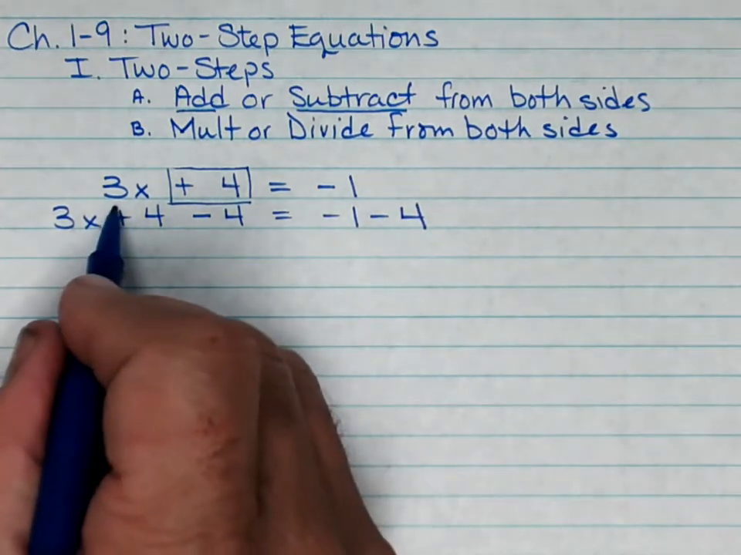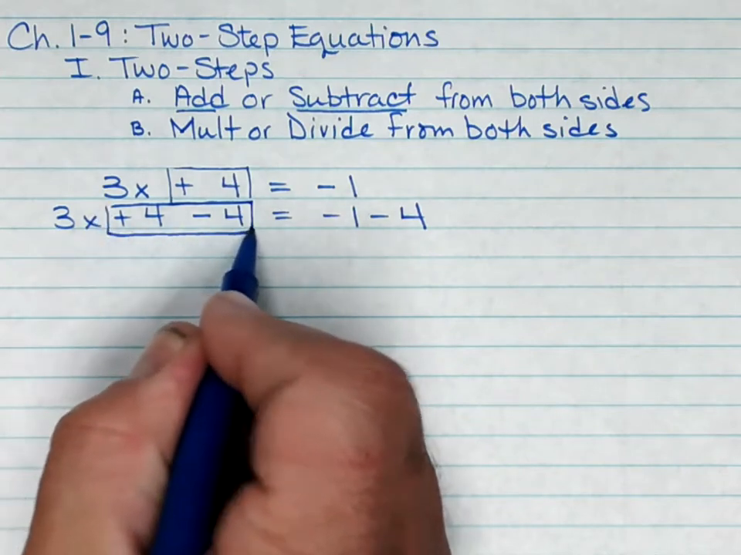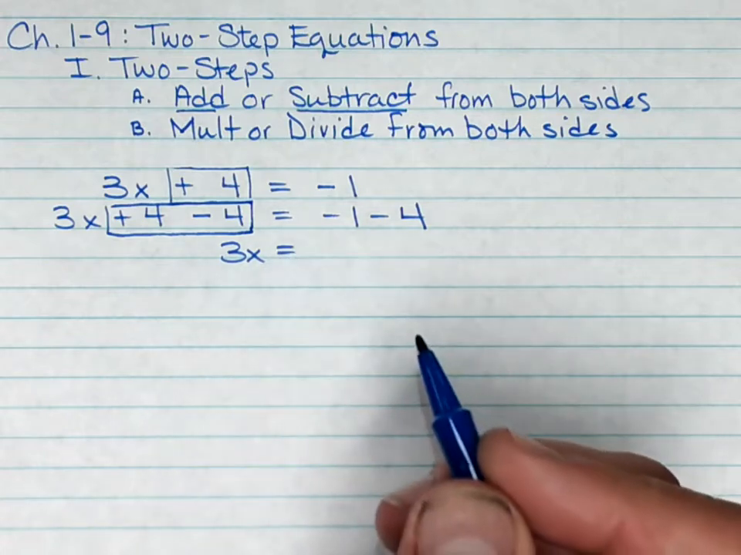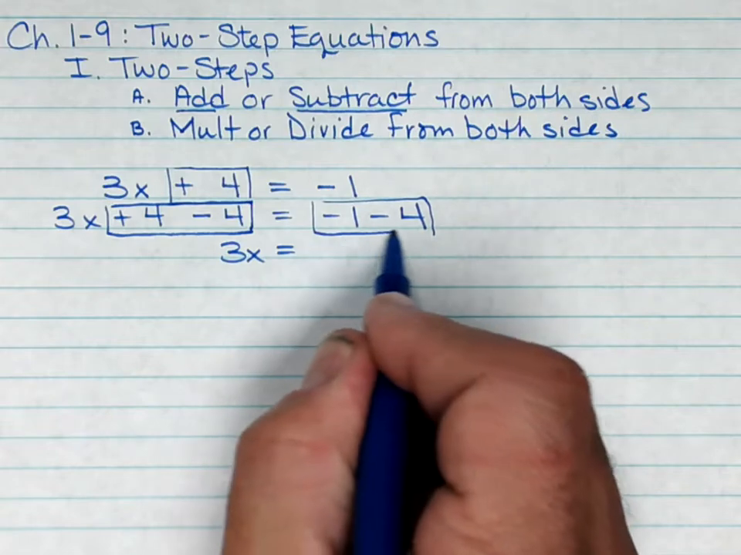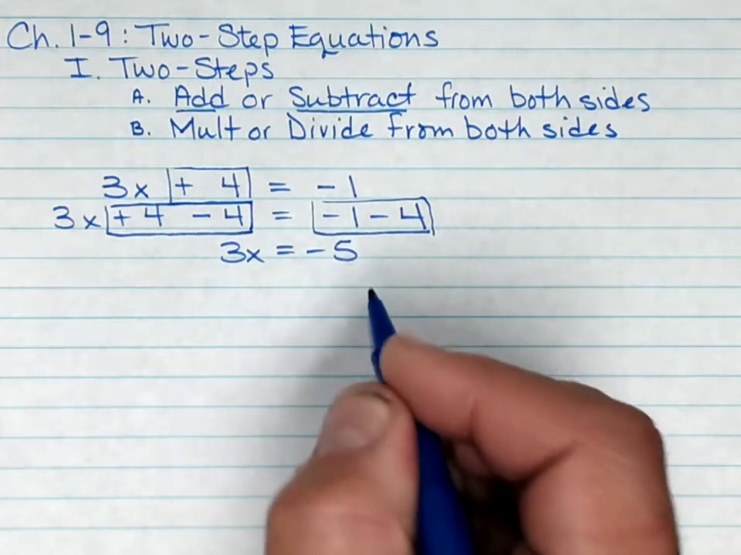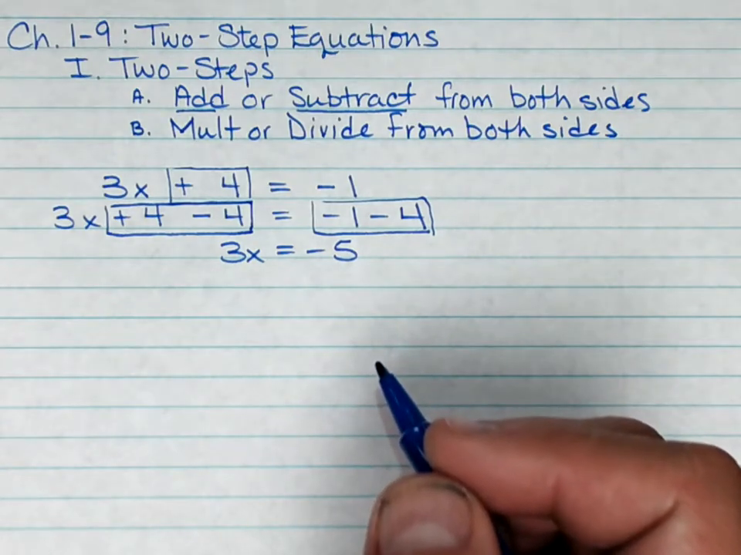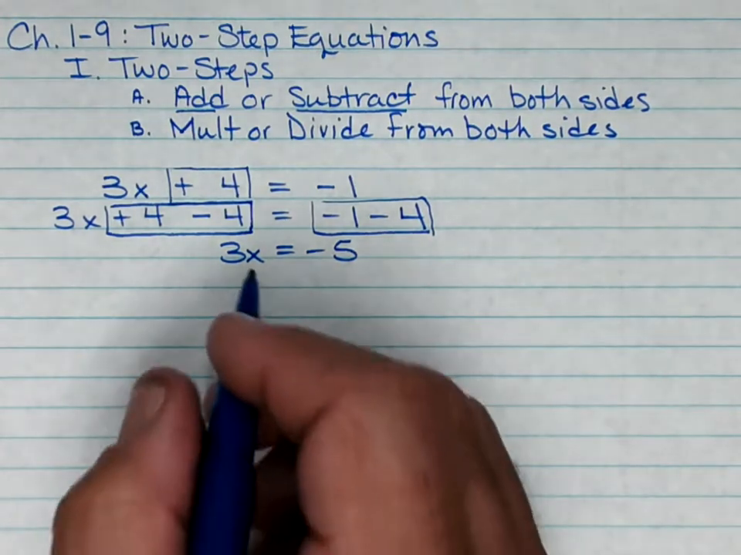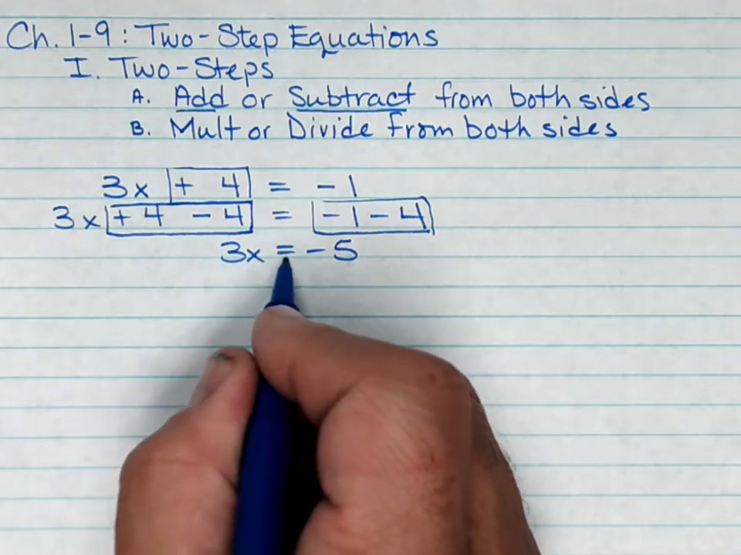Now these two are additive inverses, and these will equal 0, leaving us with 3x. These are two negatives, so negative 1 minus 4 is negative 5. I don't know if you know this yet, but our answer will be a fraction. So this is 3 times x equals negative 5.